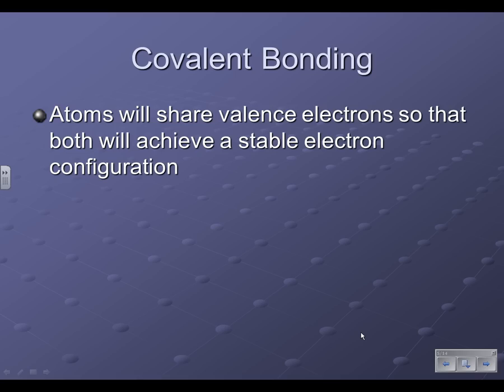That's not always the case. Sometimes one atom will donate both electrons for the 2 to share. It's kind of a rare case. We're not going to talk about it a whole lot in here, but when you get into honors chemistry, AP chemistry, be aware that that can happen.